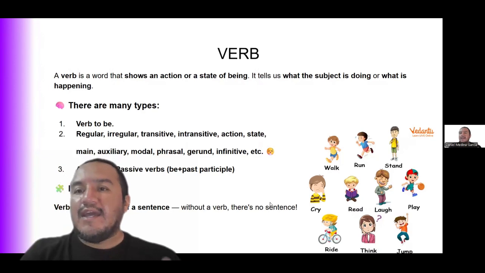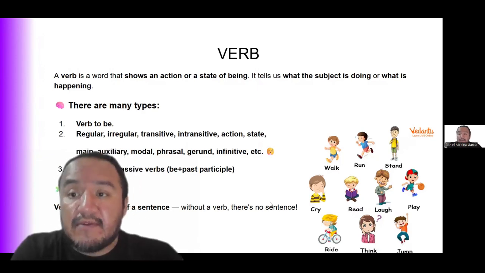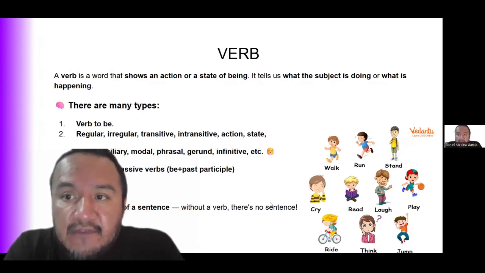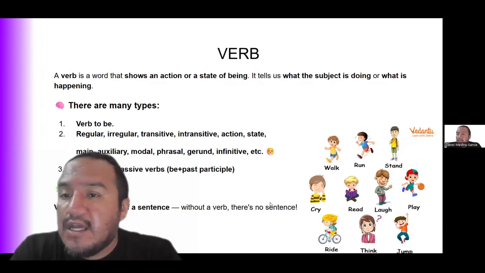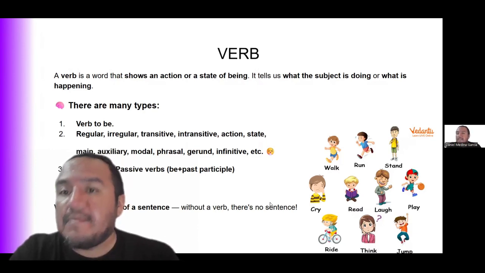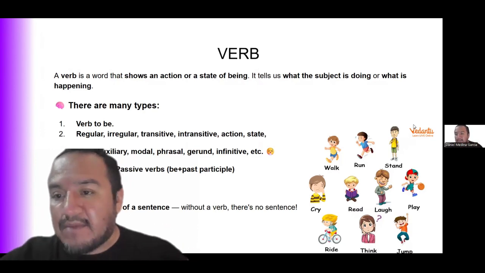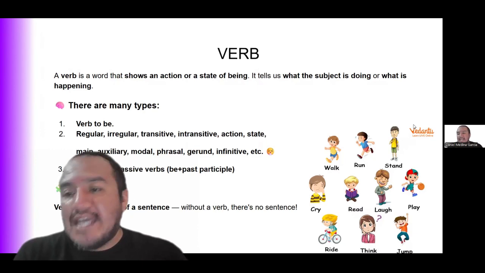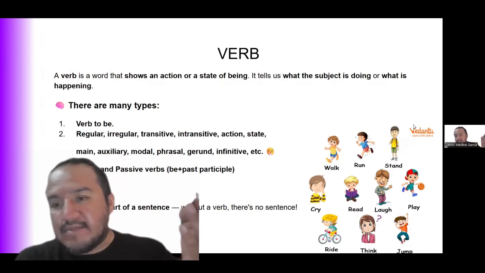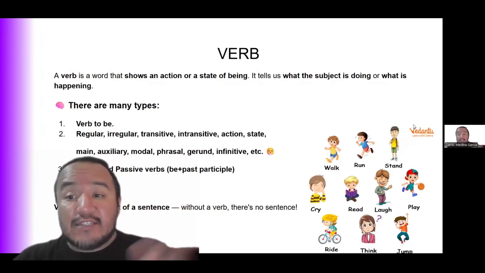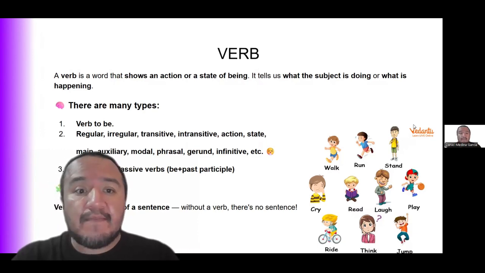I got it. And now we're gonna check what a verb is. According to the definition we have here, a verb is a word that shows an action or a state of being. It tells us what the subject is doing. In this case, the subject, you remember, can be a noun, or what is happening in general, because sometimes the subject is not a person. You can say, it is raining, and we're talking about the weather, okay?